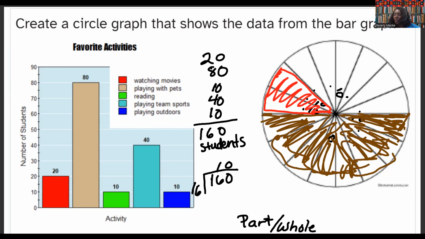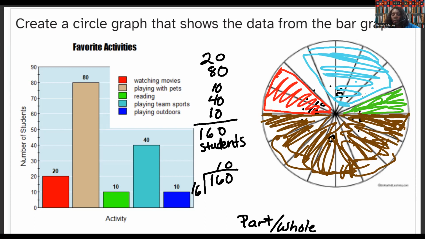Next, reading. It's green. It is how many? 10. How many sections do I need? 1. Yep, because each section is worth 10. So I just need that 1. All right. Aqua. Aqua represents what? Playing team sports. How many? 40. And that would be how many sections? 10, 20, 30, 40. So that was 4. And that last one is 10. It's a darker blue, and that should be blue.